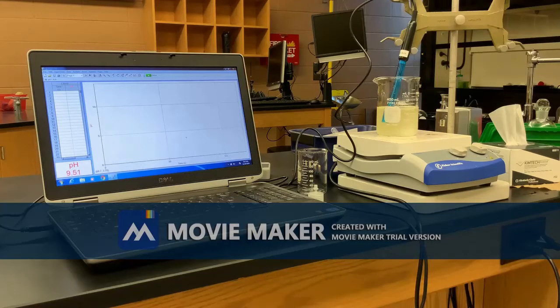And again, we're not really seeing the pH go down, which is very strange because I'm adding acid and it should be going down. And it's still not stabilizing.